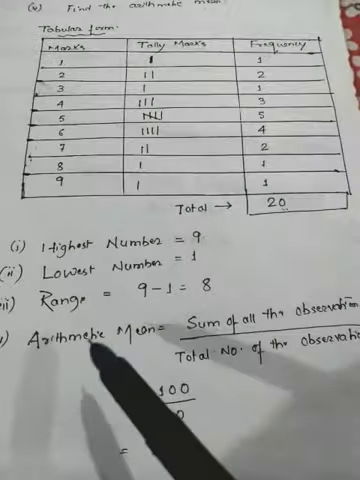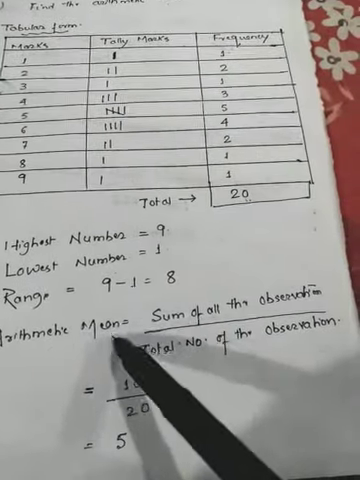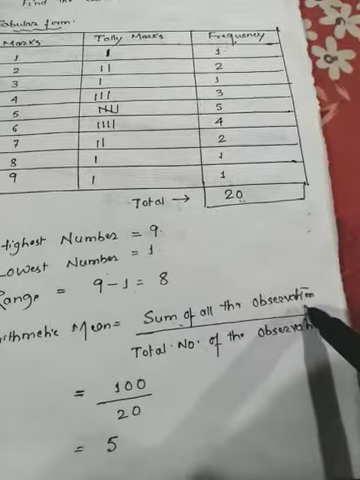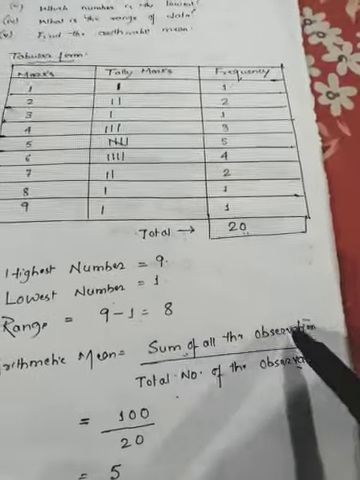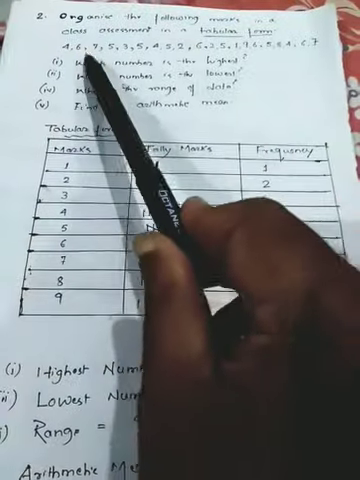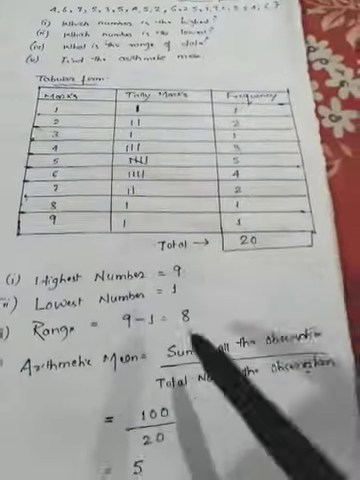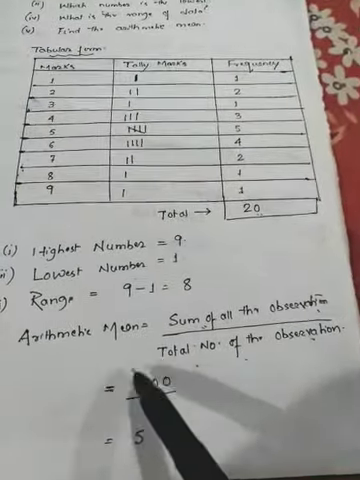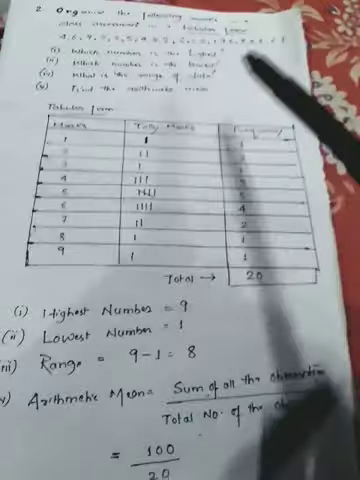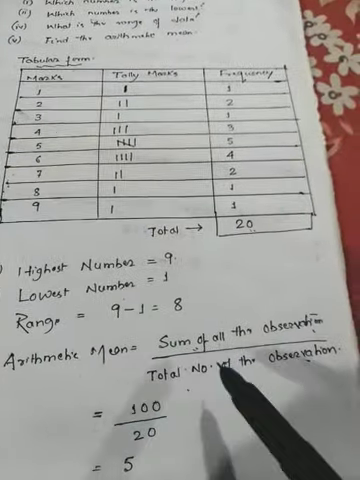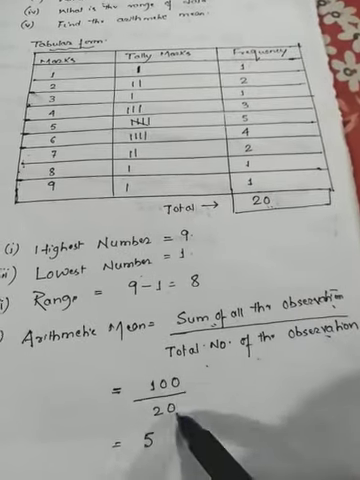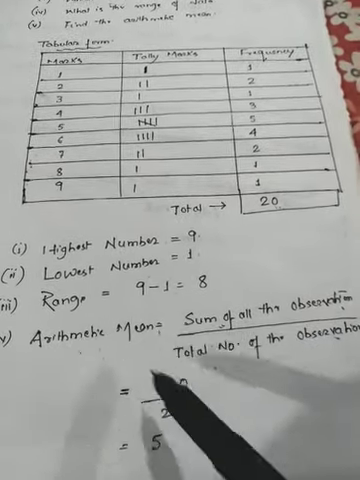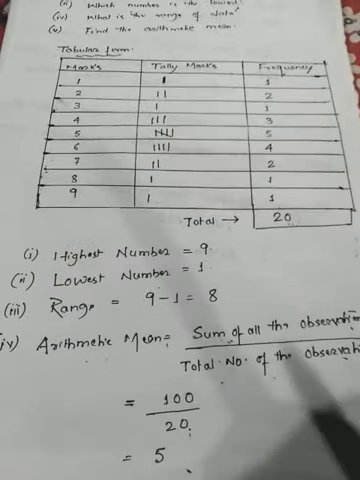So what is the formula? Again I am repeating, arithmetic mean means sum of all the observations divided by total number of observations. Sum of all the observations means you have to add up all the data given in the question. That will give you 100. So if you add up all the numbers, the sum will come as 100. How many numbers are there? There are 20 numbers. So divide by 20. In this way you will get the arithmetic mean as 50. It's as easy as that.